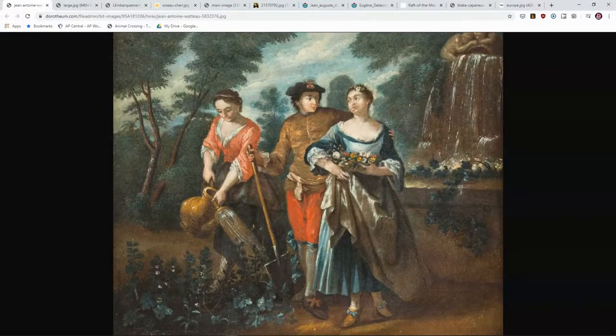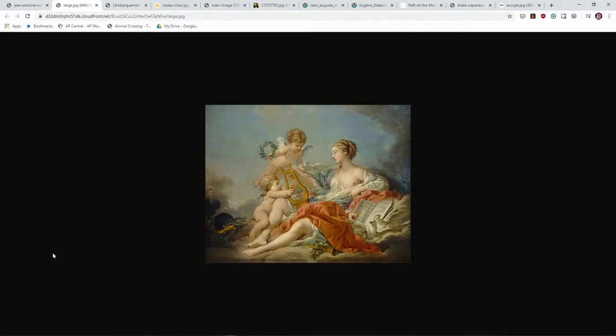Here is a painting by Jean-Antoine Watteau. These are nobles in countryside garb, hanging out in the countryside. This is a painting by Francois Boucher. You can see these Greek myth figures portrayed in the current dress and the current style.